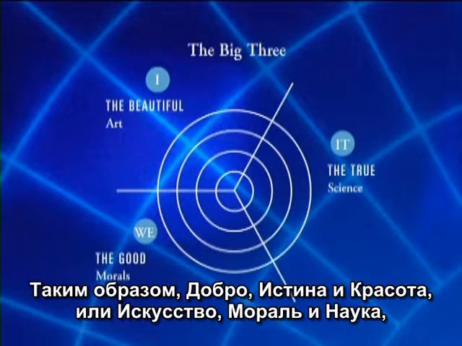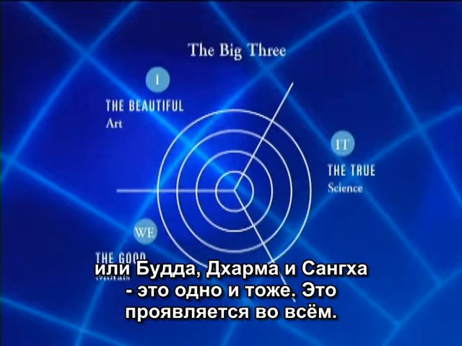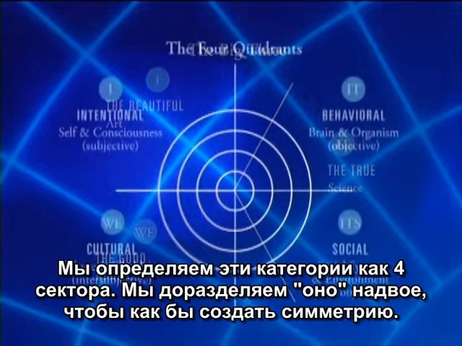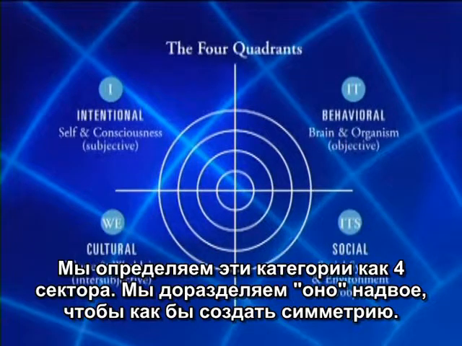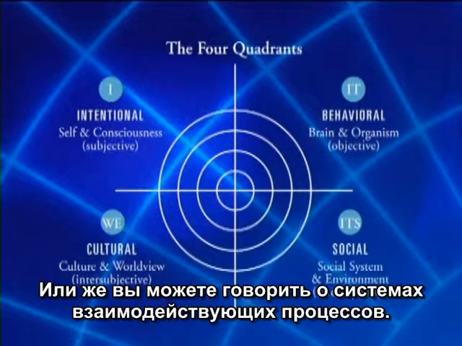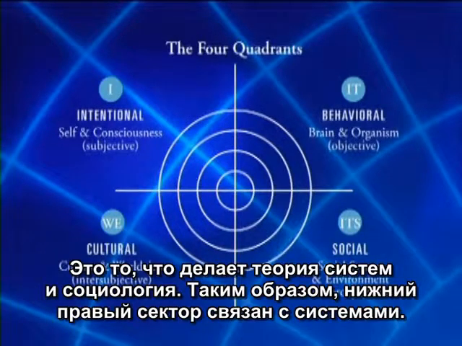So whenever you hear the good, the true, and the beautiful, or art, morals, and science, or Buddha, Dharma, Sangha, same thing. And we find these reappearing everywhere. And we codify them as the four quadrants. We subdivide it into plural to have a kind of symmetry. You can talk about a singular it, which is mostly what atomists do and positivists do. Or you can talk about systems of interacting processes, and that's what systems theorists do and sociologists. And so that's the lower right quadrant, which is social systems.